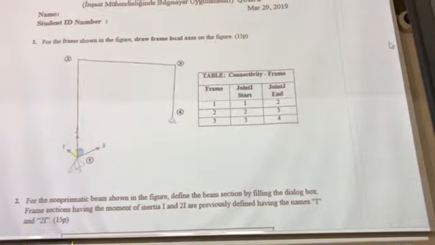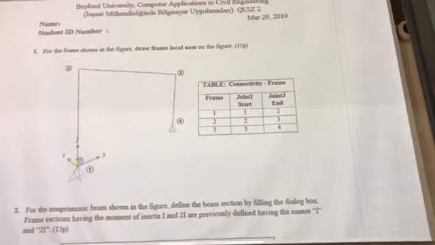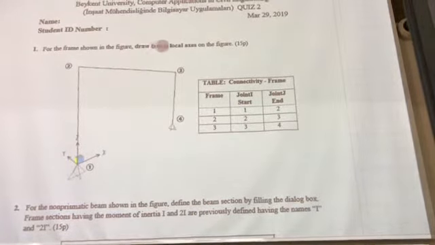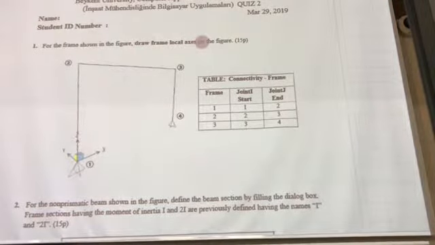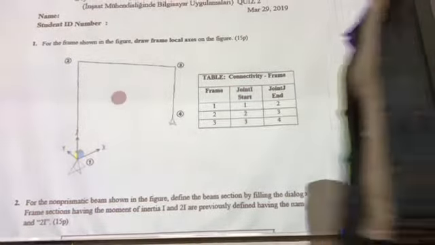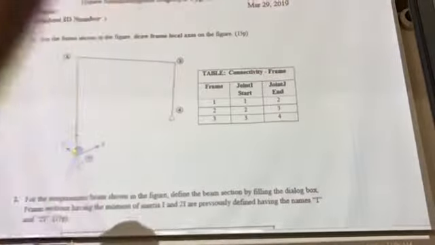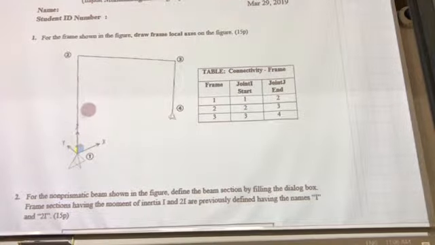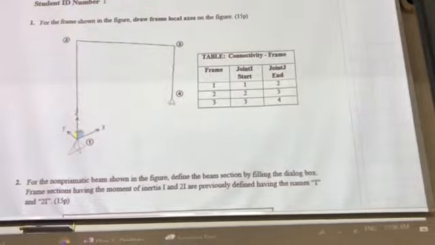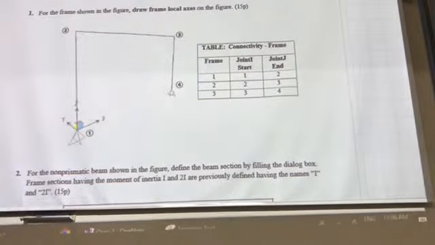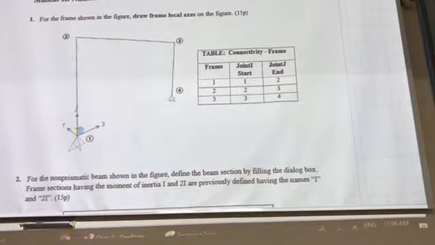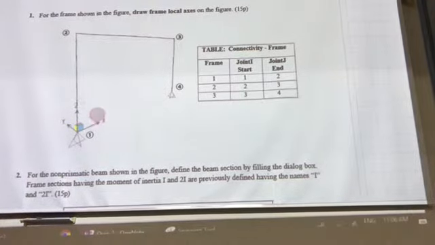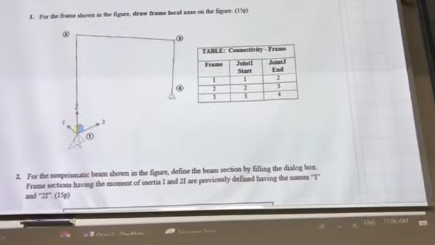solve these quiz questions. For the frame shown in the figure, draw the frame local axes on the figure. This frame is on the XY plane, as you can see, and Z is the upward direction. What was the rule? The rule is, for vertical members, axis 2 is always parallel to X.